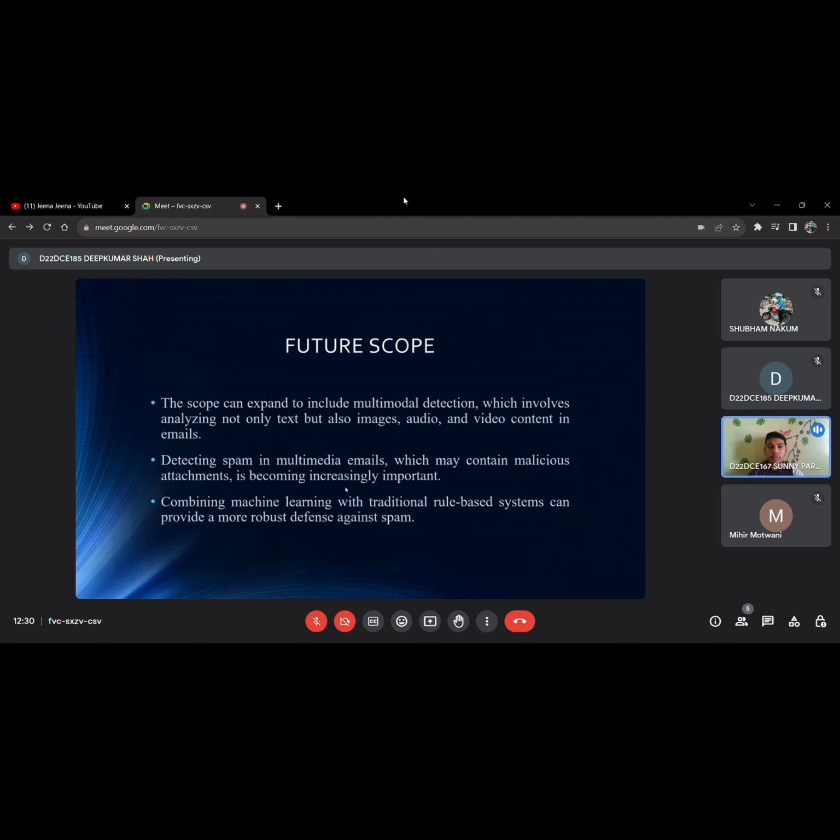The future scope of this is that the scope can be expanded to include multimodal detection, which involves analyzing not only text but also images, audio and video contained in emails. Detecting spam in multimedia emails which may contain malicious attachments is becoming increasingly important. Combining machine learning with traditional rule-based systems can provide a more robust defense against spam.